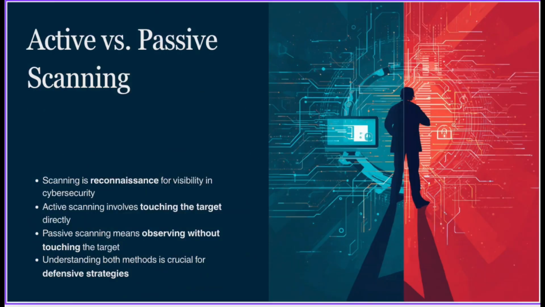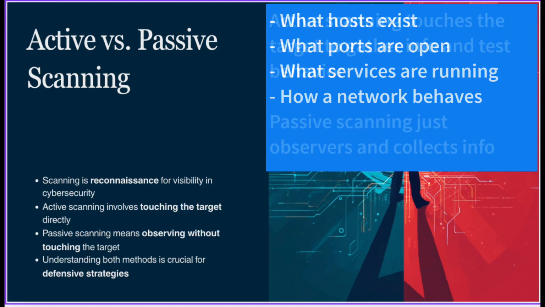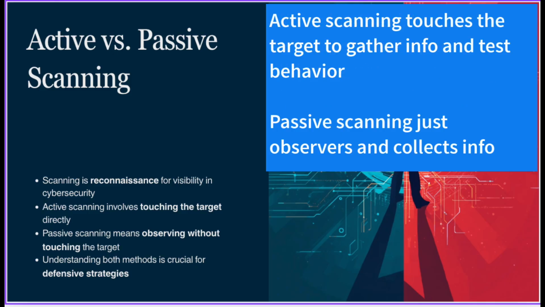Welcome, everyone. Today, we're breaking down two foundational ideas in cybersecurity: active scanning and passive scanning. Scanning is the process of gathering information about systems: what hosts exist, what ports are open, what services are running, and how a network behaves. The big difference is interaction. Active scanning sends traffic to a target, while passive scanning learns by observing existing traffic or public data.